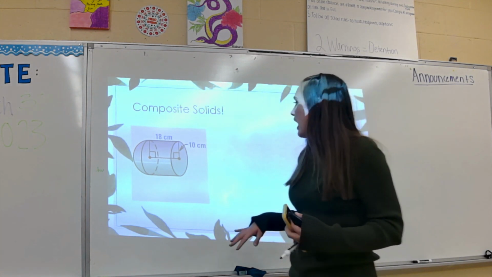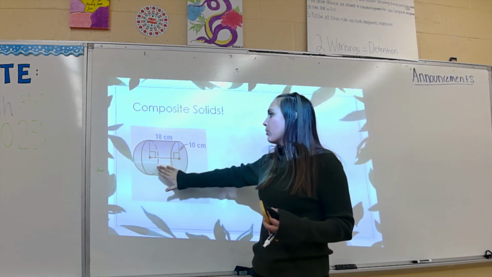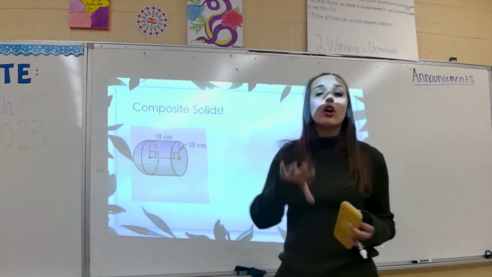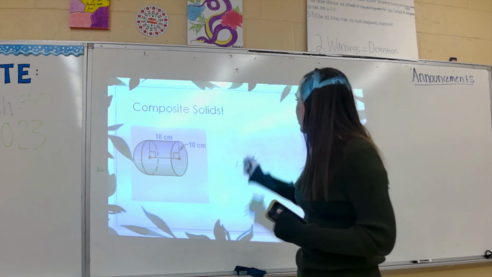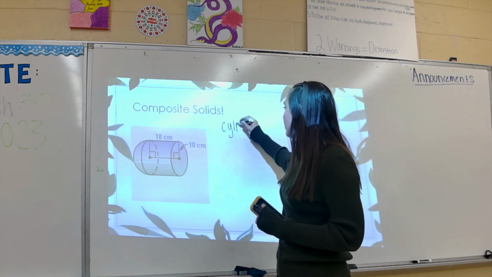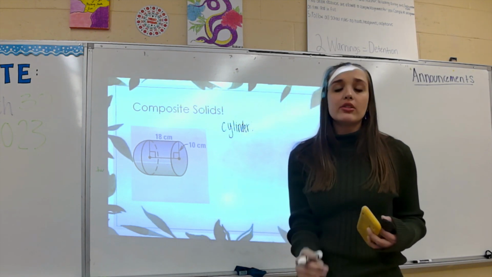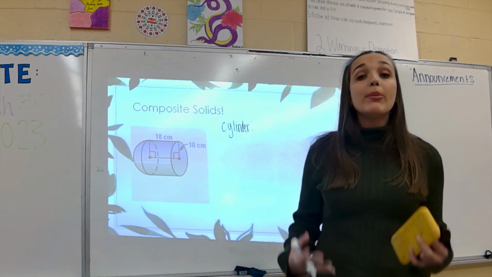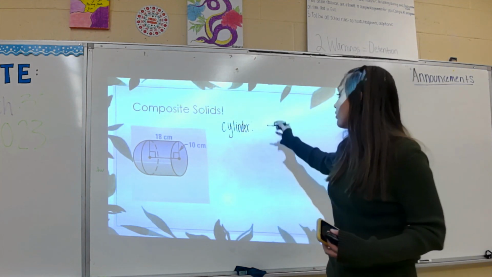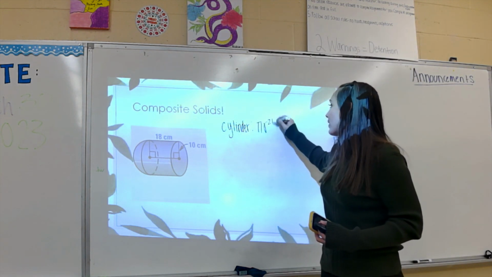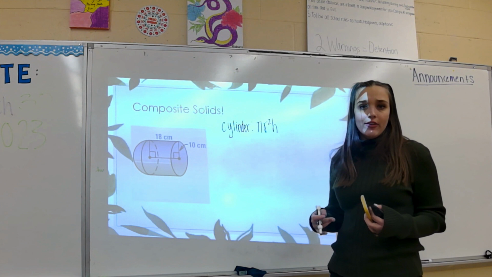So let's look here. I can see clear as day that this portion is a cylinder. So I am going to do the cylinder formula. I always like to write down what I'm working with. So I'm working with a cylinder. I have to remember that cylinder formula. This is why it was important to memorize these equations. My cylinder formula is pi r squared h. So let's work with that first.